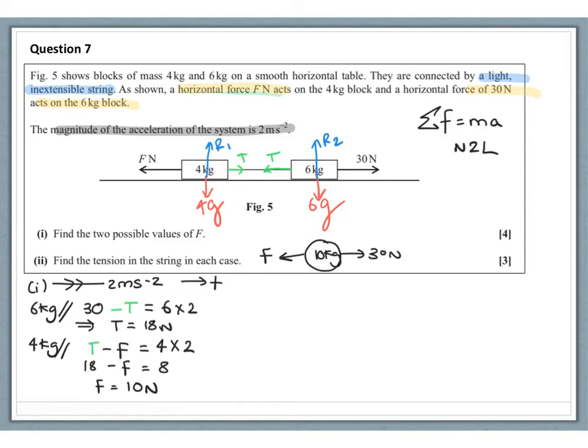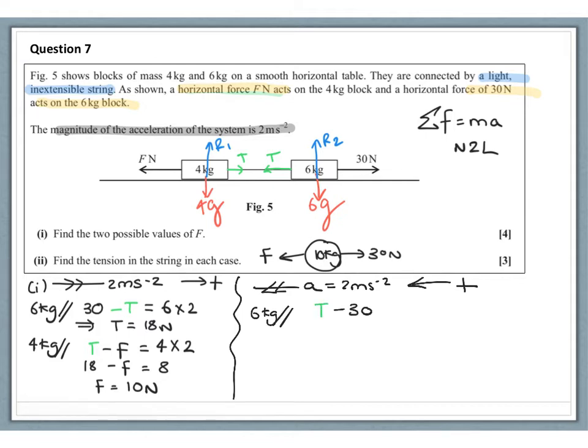Let's now look at the alternative scenario, which is that the acceleration is in this direction. So that's 2 meters per second squared to the left. We'll take going to the left as positive. So on the 6 kilogram force, first of all, what do we have? We have the tension in the positive direction.